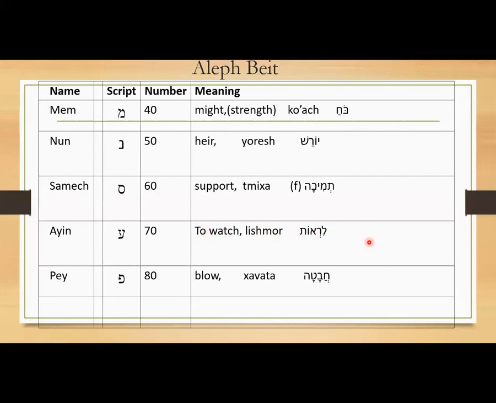To watch is lir ot. Please write it there in your books. Write it, so that we learn it properly. That lishmore is wrong. And I'll correct it the moment we go off here. Lir ot, not lishmore. To watch is lir ot. Okay.